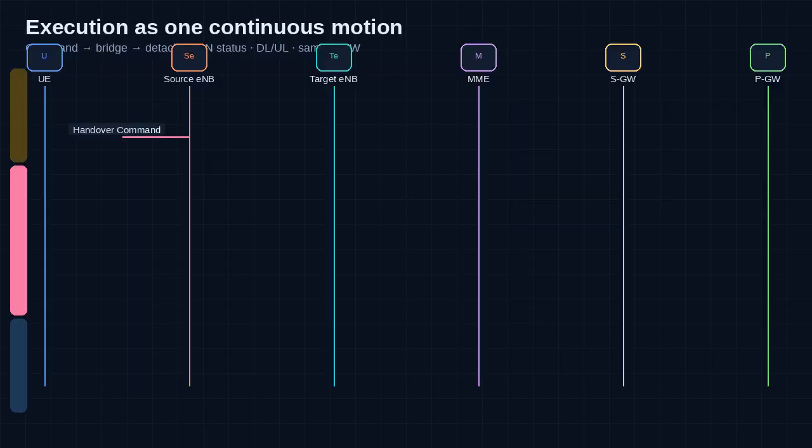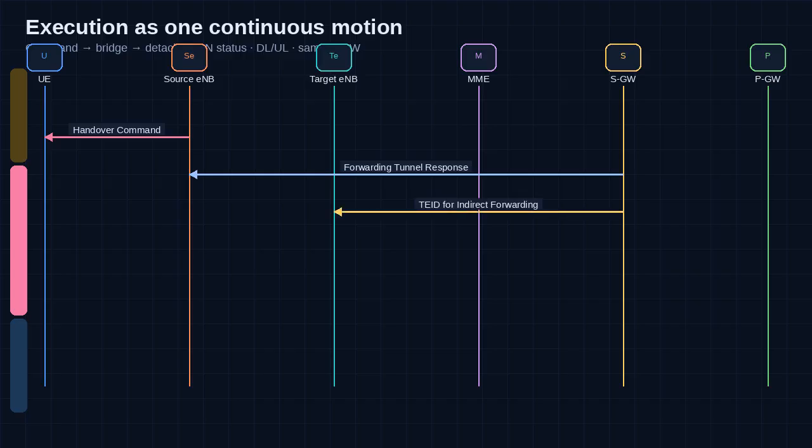Let's walk the execution timeline as one continuous story, the way the sequence diagram is meant to be read. Start on the pink rail. The handover command leaves the source ENB and reaches the UE. At that instant, the phone still has its old radio home, but it now holds the recipe for the new one. While that command is in flight or just after, the core finishes arming the scaffold. The create indirect data forwarding tunnel response confirms the bridge. Tunnel endpoint identifiers are minted so downlink and uplink forwarding pipes are unambiguous.